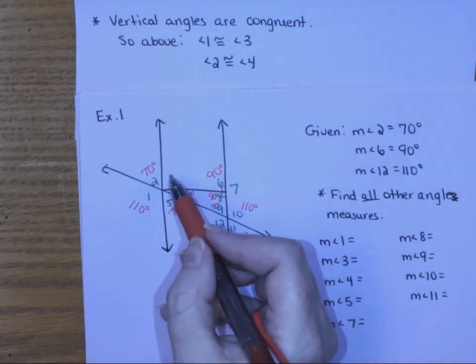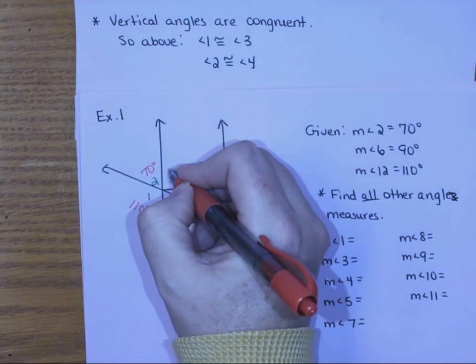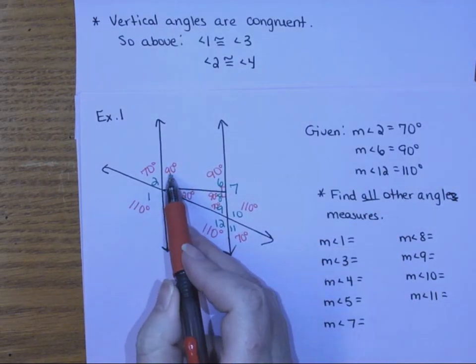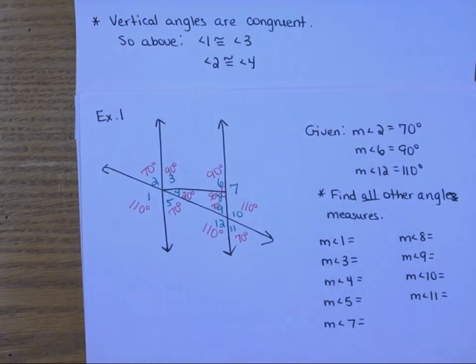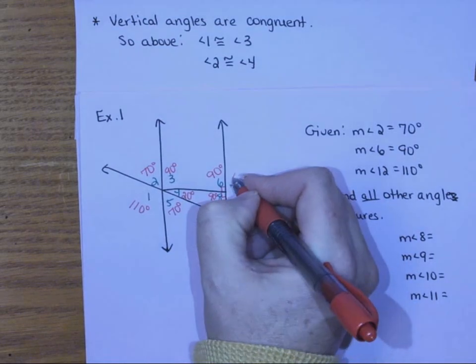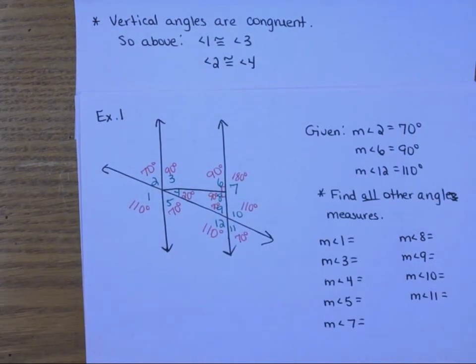Okay, and now notice we can find this one, right? 70 and 20 together are 90, which means this over here had to also have been 90. Also notice that this 20, 90, and 70 add up to 180 as well. And then last but not least, angle 7 is just from here to here, okay? So it's just 180 degrees. So that's how I like to do a problem like this.